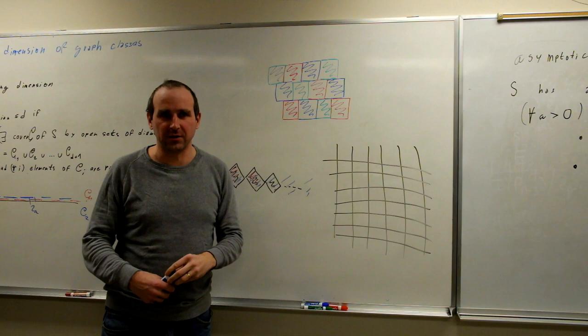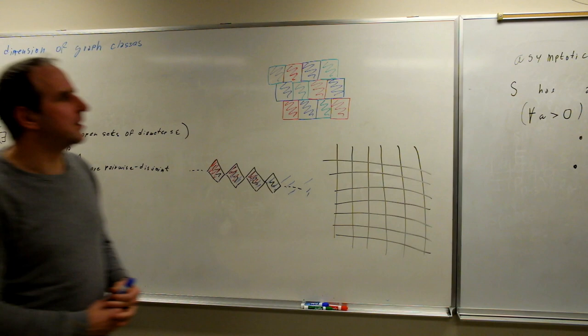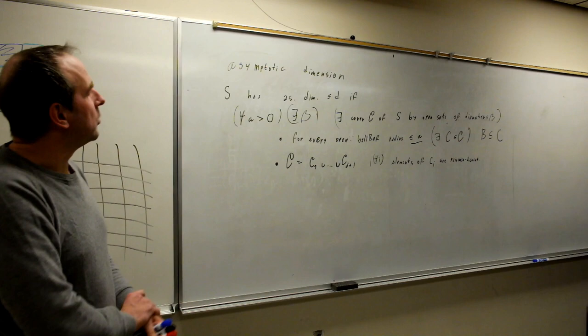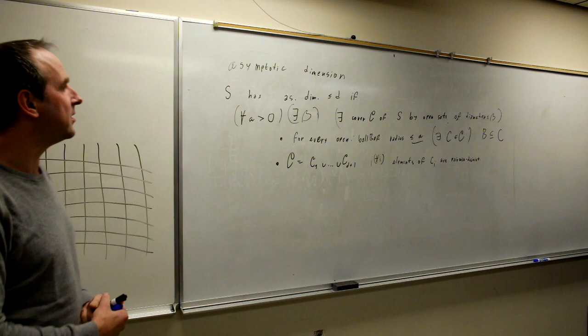Okay, so this is a way how to define this asymptotic dimension, this dimension which is good on the large scale, which is kind of what we want to do for graphs. And so now first let's reformulate the definition in terms of graphs, and then let's see what dimensions we will be getting for some interesting classes of graphs.